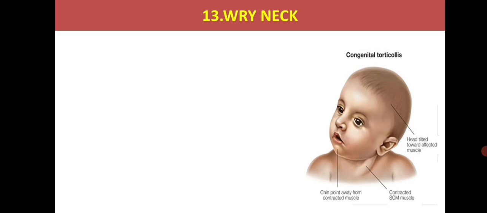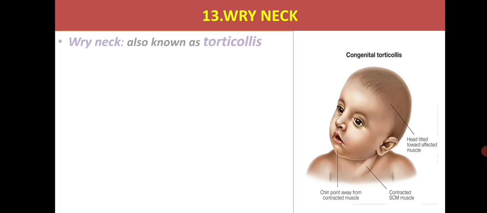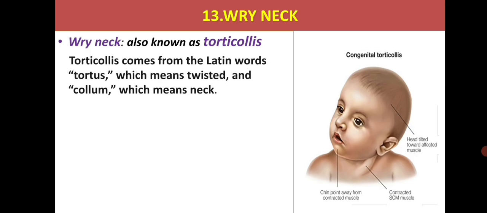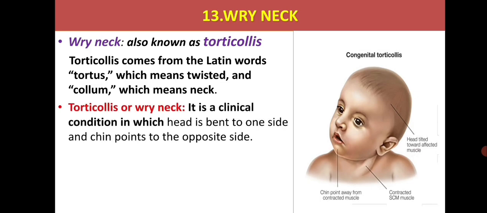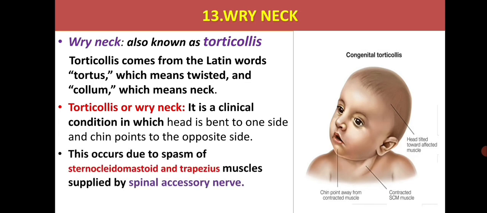So the first question is the wry neck. Wry neck is also known as torticollis. Torticollis comes from the Latin words tortus, which means twisted, and collum, which means neck. Torticollis or wry neck is a clinical condition in which the head is bent to one side and the chin points to the opposite side. This occurs due to spasm of the major muscles of the neck, that is the sternocleidomastoid and trapezius, and these two muscles are supplied by the spinal accessory nerve. The spinal accessory nerve is the 11th cranial nerve. This supplies these two muscles.